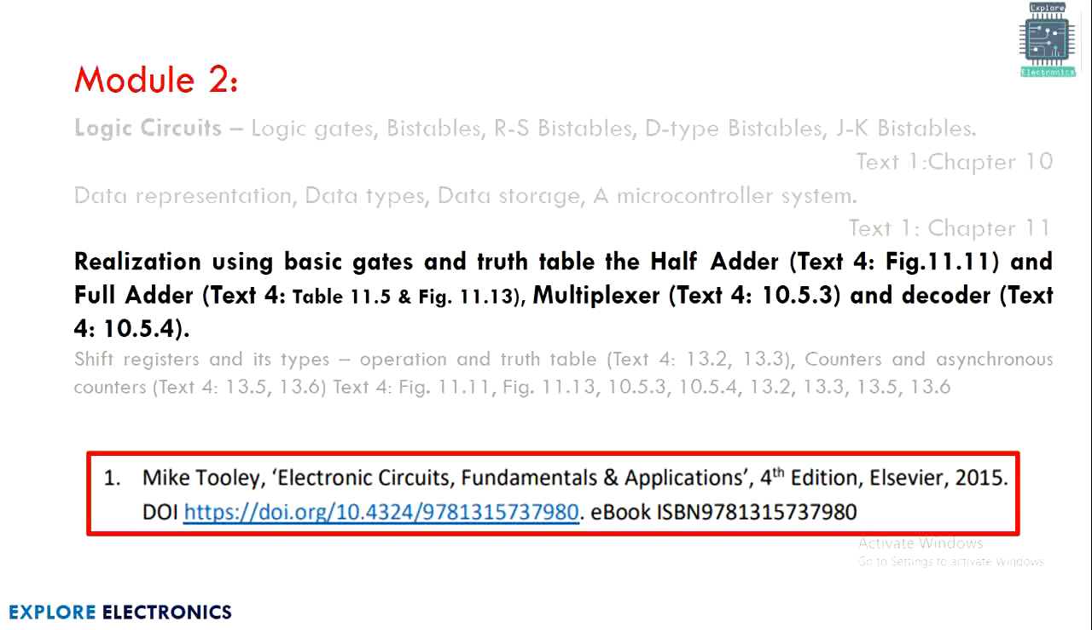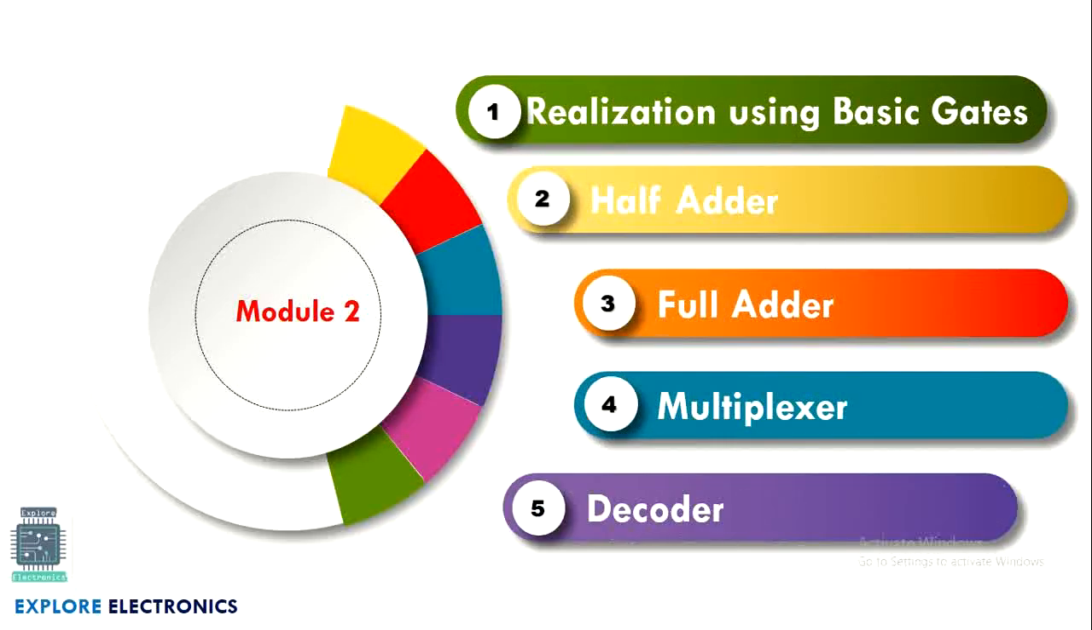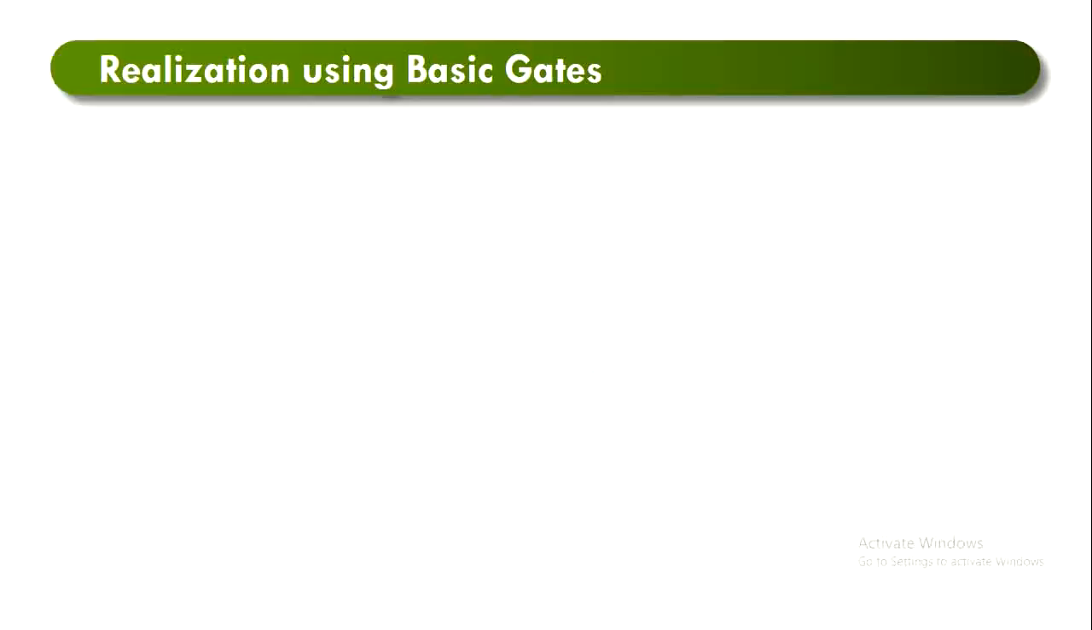In the previous video we have seen logic circuits and data representation, data types and a microcontroller system. In this video let us understand the next concepts, that is realization using basic gates and then half adder, full adder, multiplexer, demultiplexer and encoder and decoder. So the first thing is realization using basic gates.